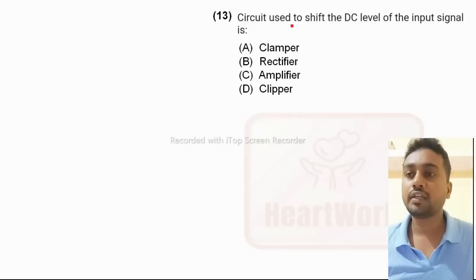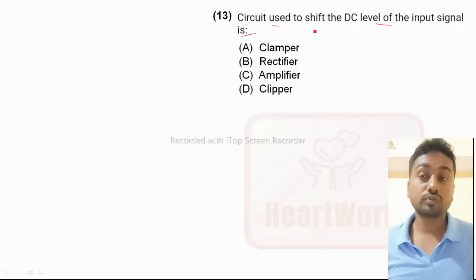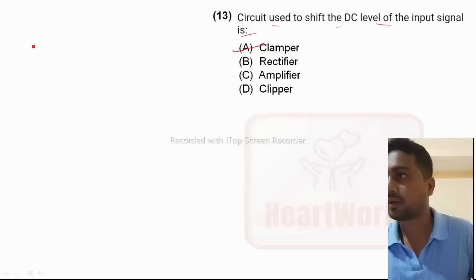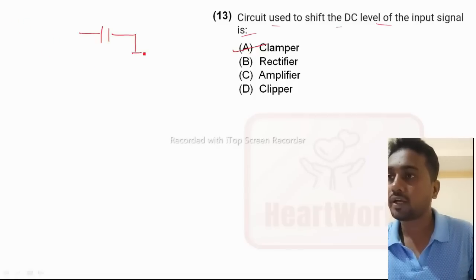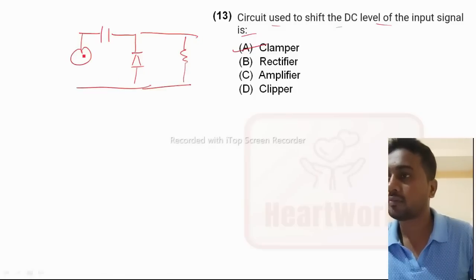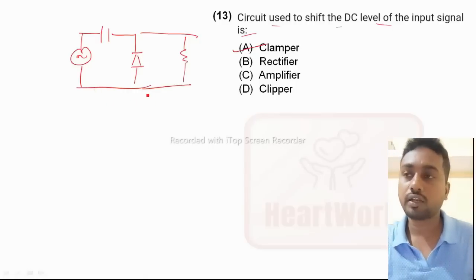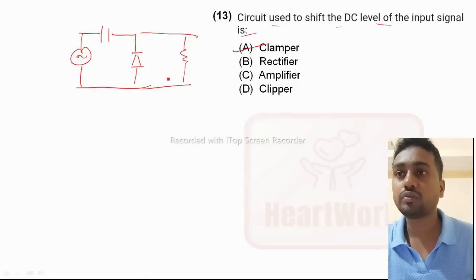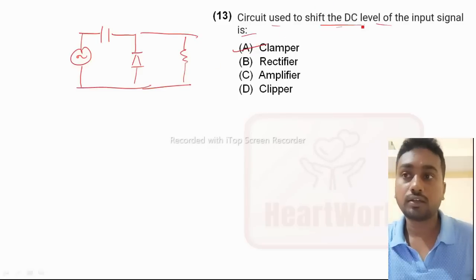Next, circuit used to shift DC level of the input signal is? It is clamper. Clamper consists of one capacitor, diode and resistor. This is clamper circuit. It is used to shift the DC level, and two types of clamper circuit are there, positive clamper and negative clamper.